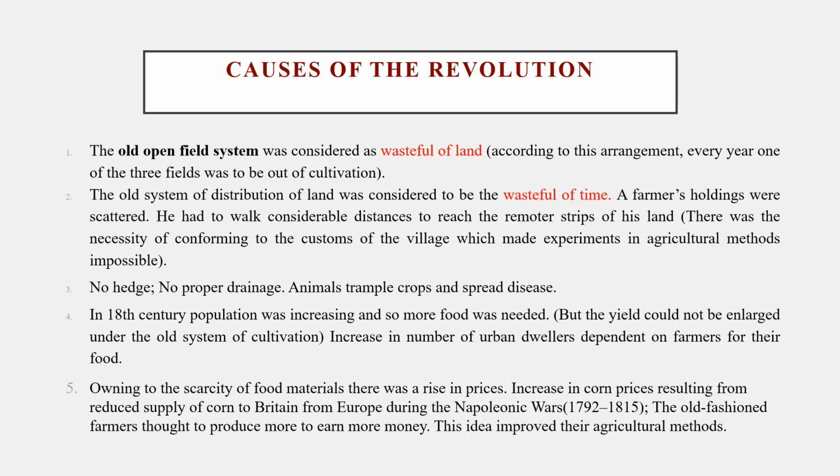This scarcity of food materials resulted in the rise of prices. So corn prices were increased, due to corn being supplied to Britain from Europe during the Napoleonic Wars. The old-fashioned farmers thought to produce more to earn more money, so they shifted to new practices. This idea was an incentive for them to improve their agricultural methods.